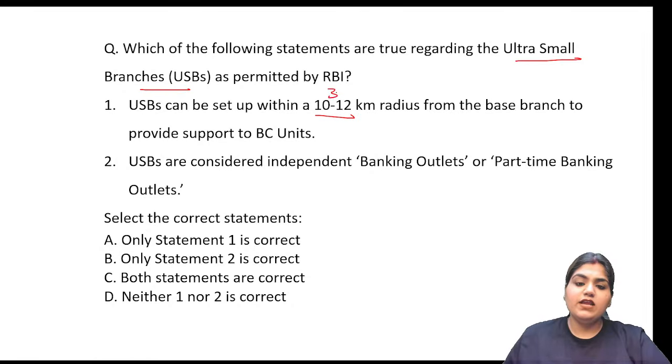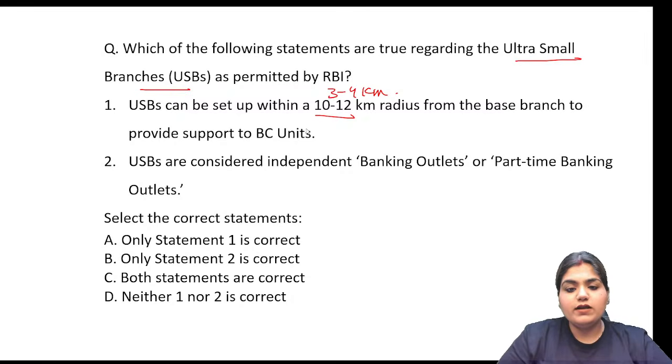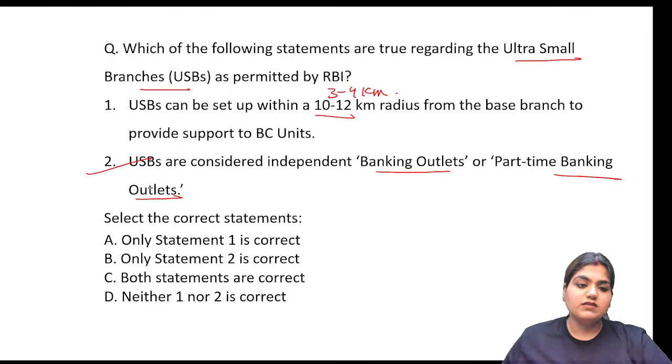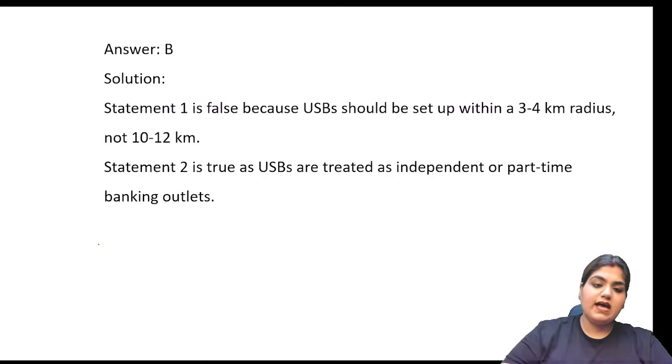USBs are in 3 to 4 kilometer radius. Statement number 1 is incorrect. Statement number 2, considered independent banking outlets or part-time banking outlets. Yes, they are. Statement number 2 is correct. That will give us B as the correct answer.